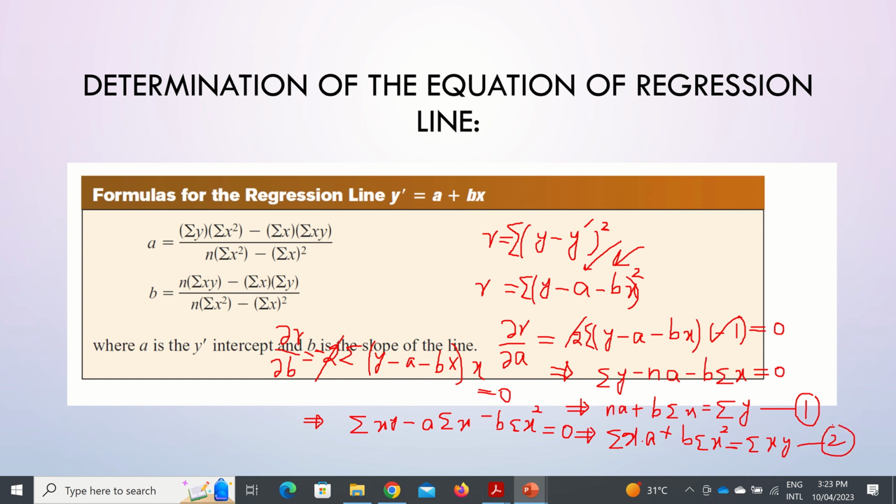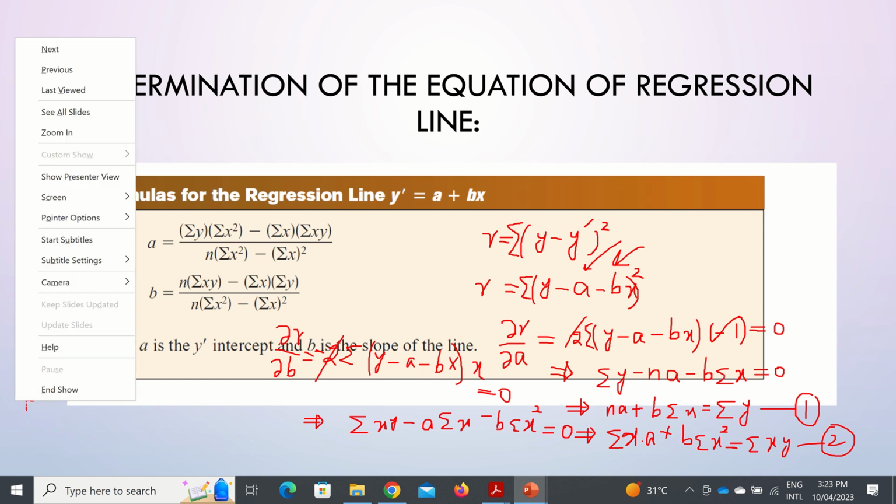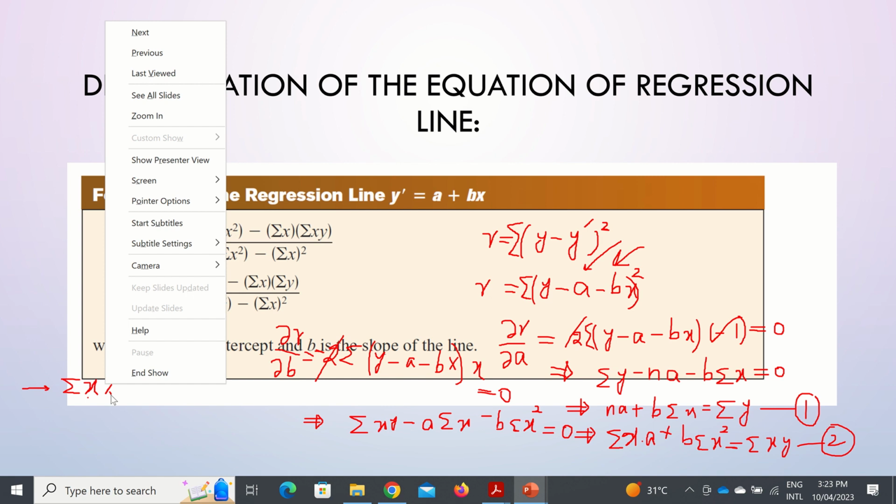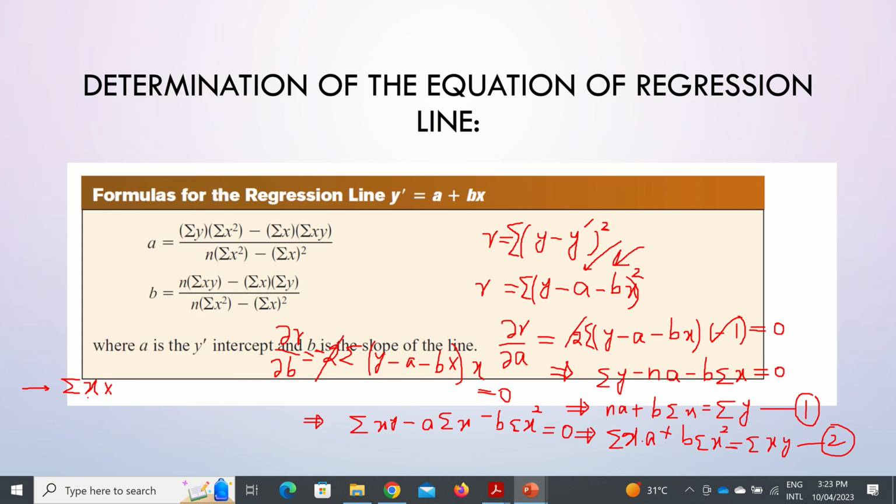Now what do we do? We can simply solve these two equations for a and b. I hope you know how to do that through linear algebra. I'm just giving you one step and the rest is straightforward algebra, you can do that. So we multiply equation 1 with summation x, multiplied by what? Multiplied by equation number 1, and then we do subtraction and multiplying equation number 2 with n.